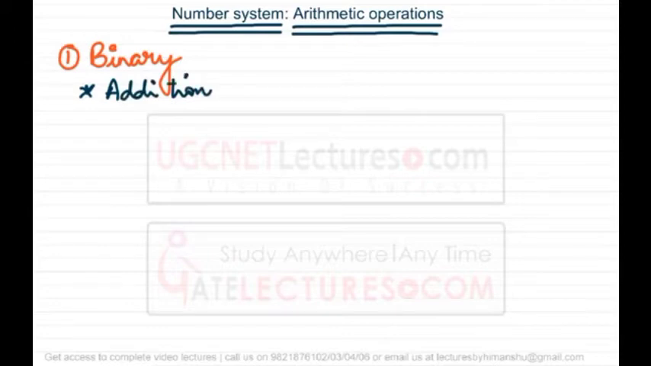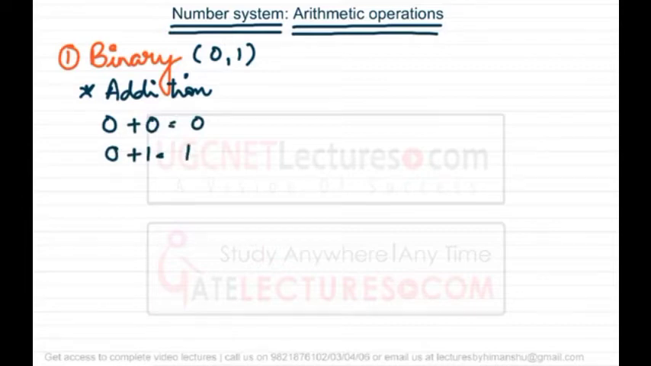So we all know that in binary there are only two symbols, which are 0 and 1. We're using only two symbols in the binary number system. So we're just looking at elementary addition first. You know this maybe, but we're just revising it. 0 plus 0 is going to be 0. 0 plus 1 is 1.